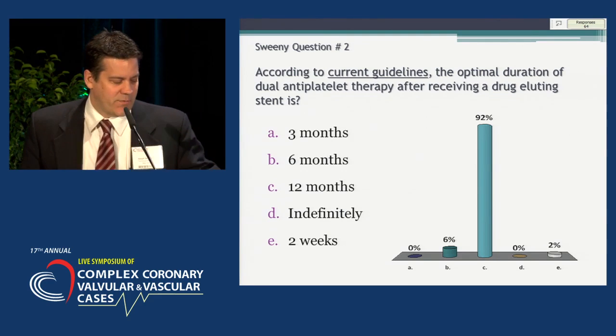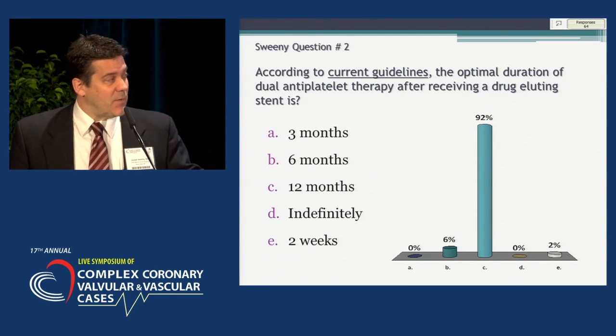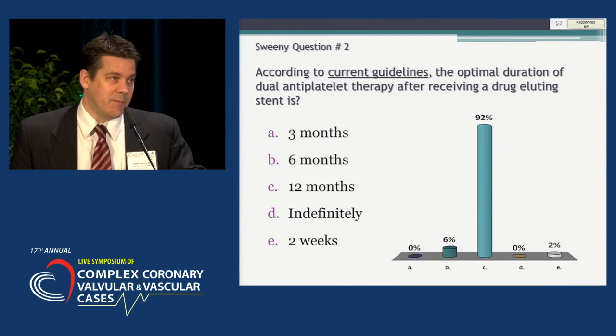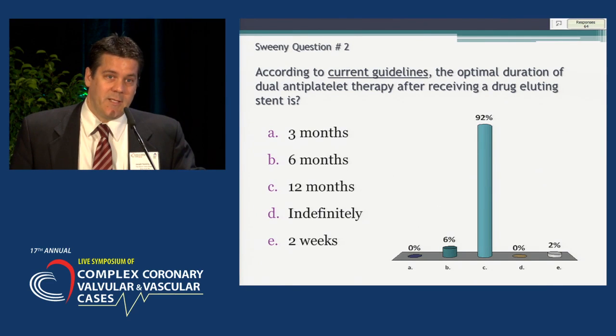Beautiful. That's correct. The correct answer is C, and in the prior question, the right answer was correctly answered with rivaroxaban. Rivaroxaban is a direct factor Xa inhibitor, which is considered an anticoagulant, not an antiplatelet.